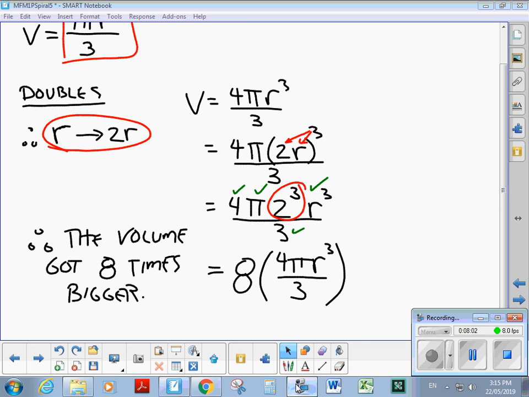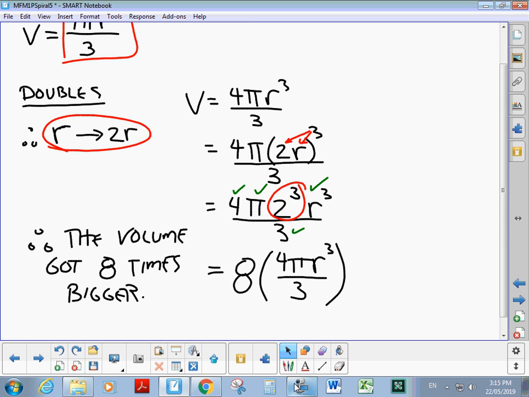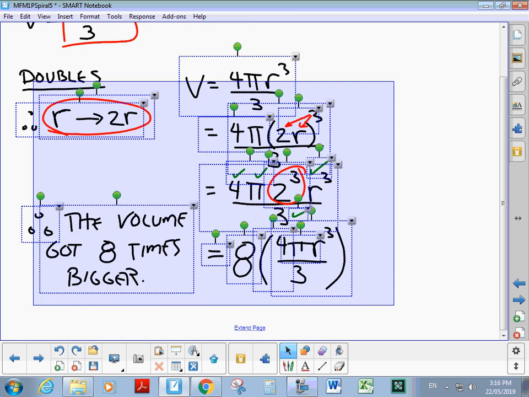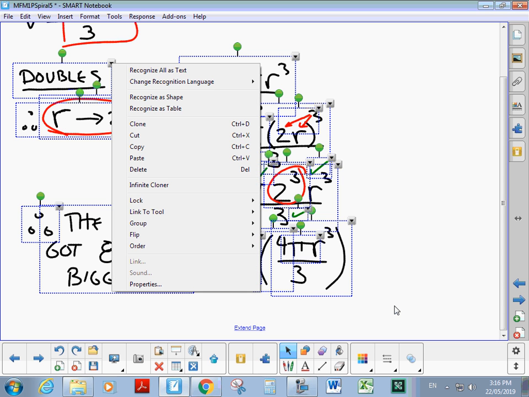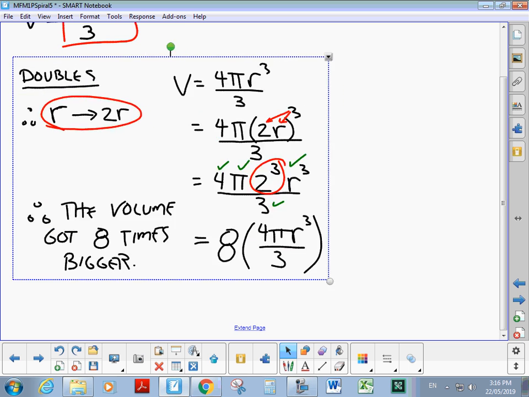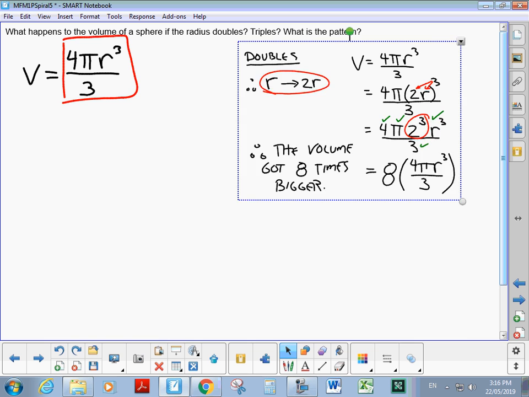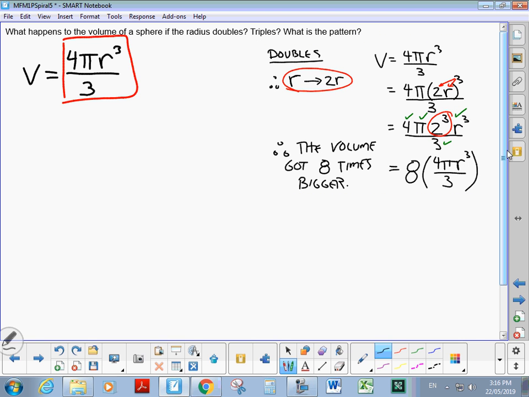All right, so we need to do one more shape in order to make a comparison here or figure out what the pattern is. So the magic of technology, I'm going to group that all together. I'm going to shrink it down for a second. All right, I'm going to deal with the tripling now. So if we're dealing with triple, so now my r, I'm going to do the exact same thing I did over there. R is now going to become 3r, so it got multiplied by 3.